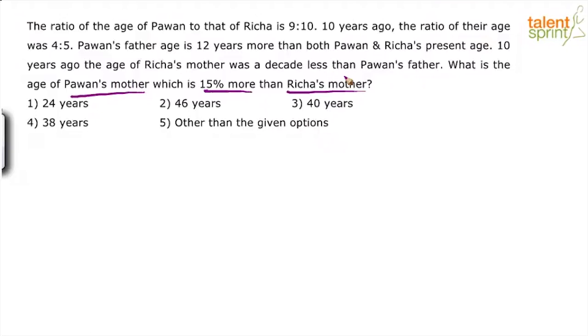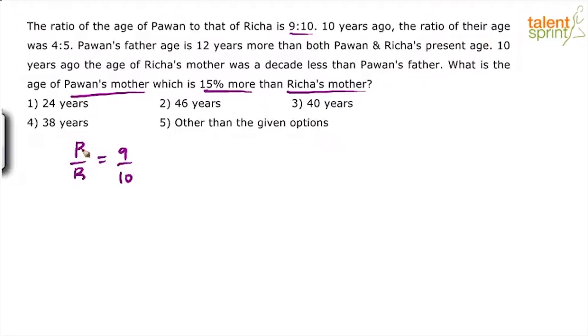Now let's frame the equations. You know that it's about framing the equations. We'll look at the other methods later, but let's first understand how you solve it using ratios. So the ratio of the age of Pawan to that of Richa is 9:10. So can I say P by R equals 9/10? The ratio of their ages is 9:10, so P by R equals 9/10, right?